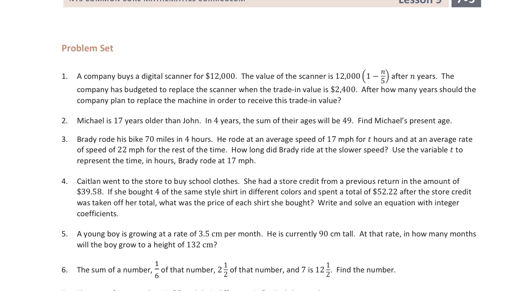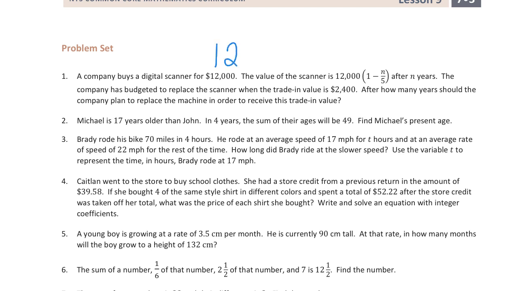A company buys a digital scanner for $12,000. The value of the scanner is 12,000 times 1 minus n divided by 5 after n years. The company is budgeted to replace the scanner when the trade-in value is $2,400. After how many years should the company plan to replace the machine in order to receive this trade-in value?